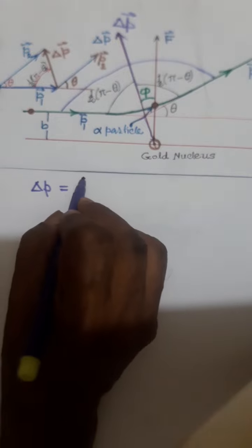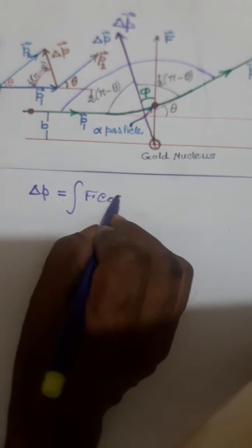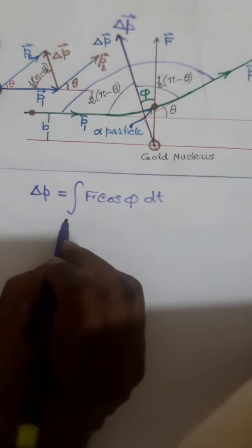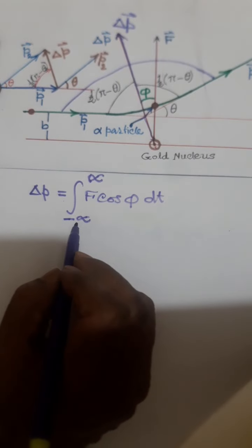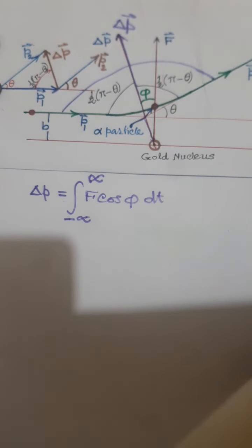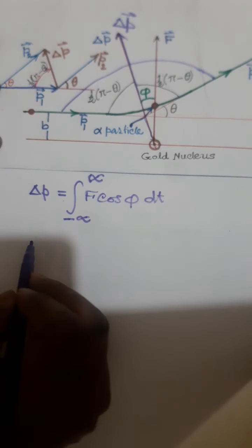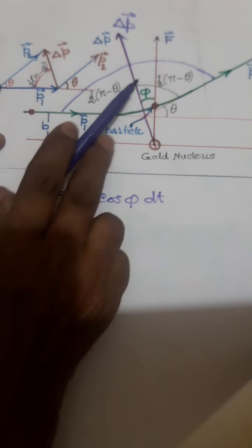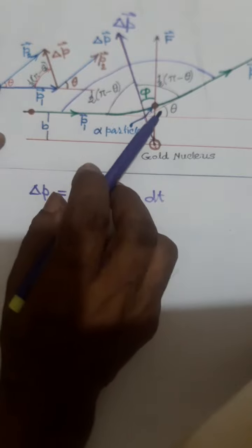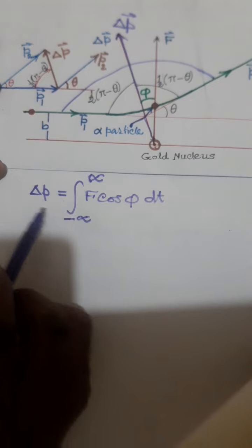The repulsive force F makes an angle phi with the change in momentum delta p. Then we may write delta p equal to integration of f cos phi dt, with time limit from minus infinity to plus infinity. As we know, change in momentum equals force into time. Here, the summation of the component of the force along delta p into time is the total change in momentum delta p.